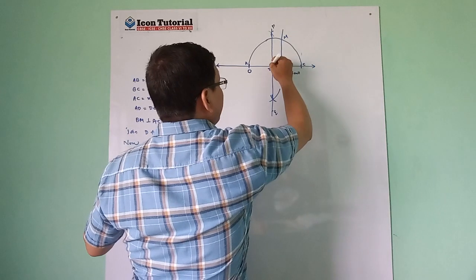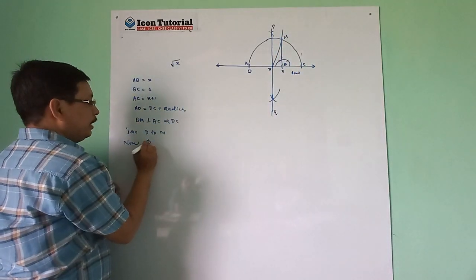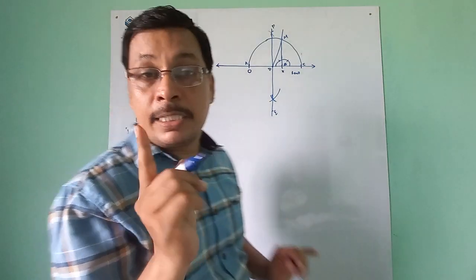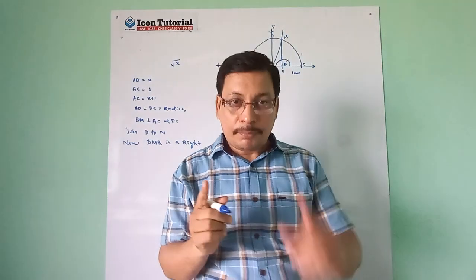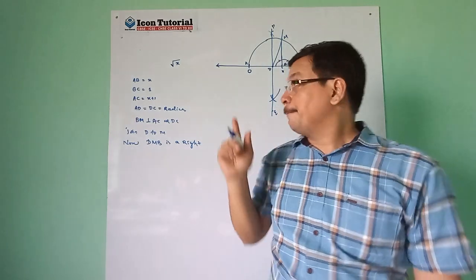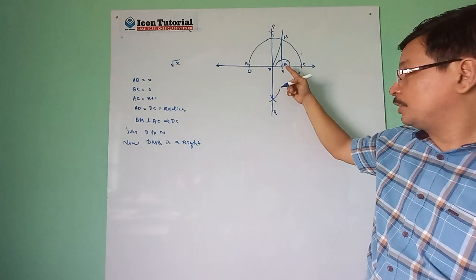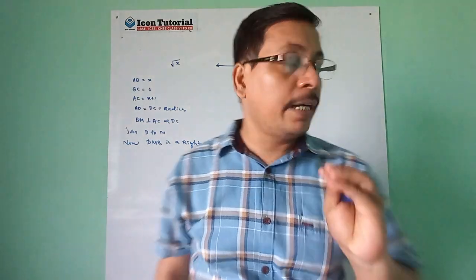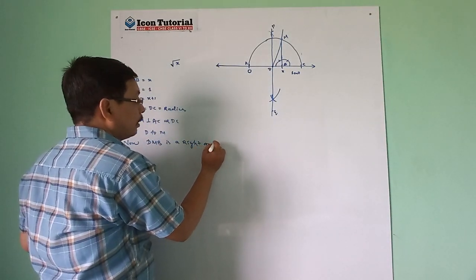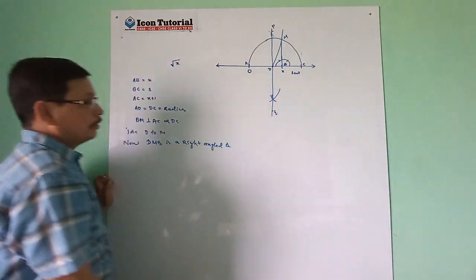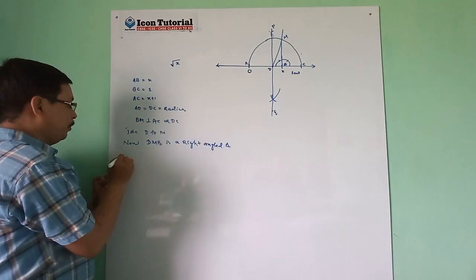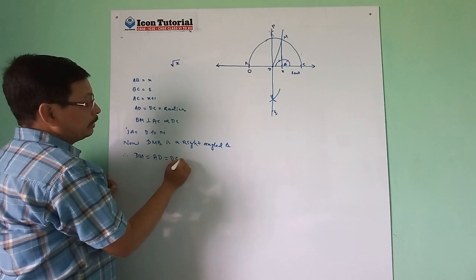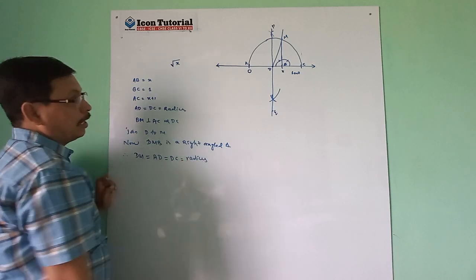Now DBM is a right angle triangle. You know a right angle triangle: a triangle in which one angle is 90 degrees. Here one angle is 90 degrees, so DBM is a right angle triangle. Therefore DM is equal to AD, equal to DC, which is the radius. I hope you understood.